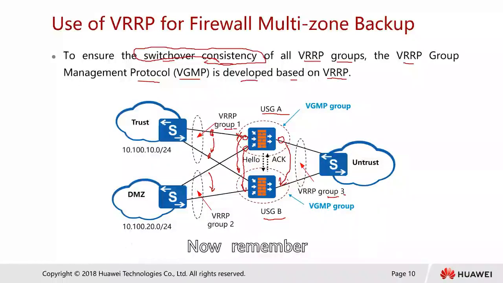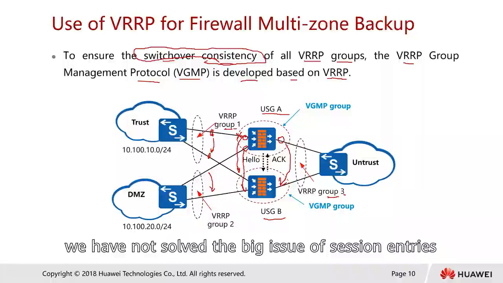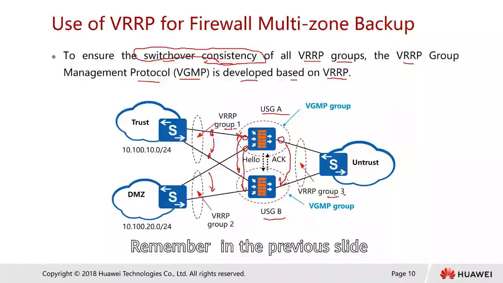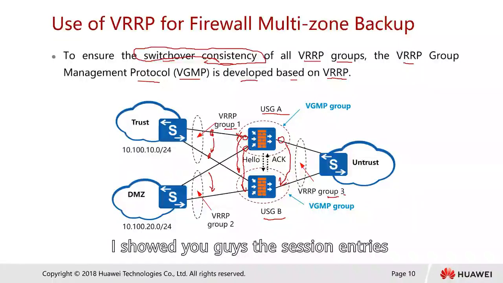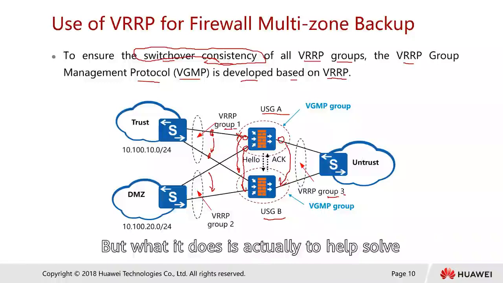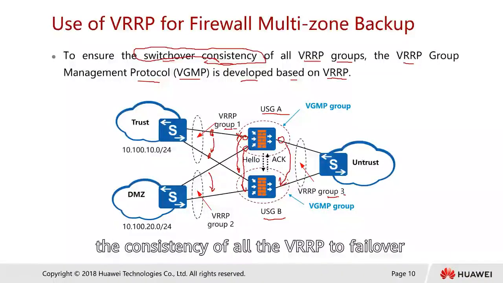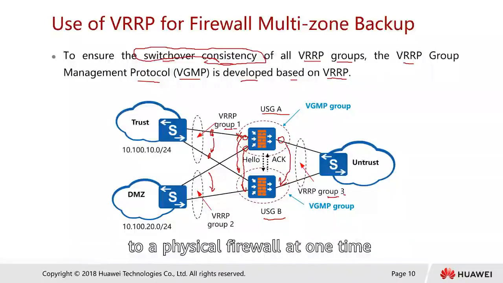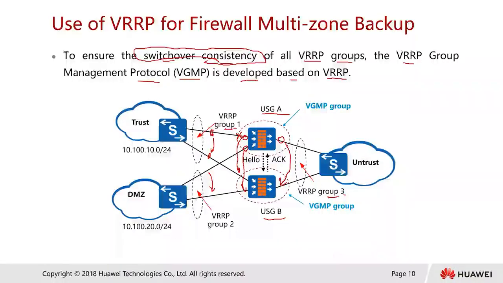Now remember, we have not solved the big issue of the session entries. Remember in the previous slide, I showed you the session entries. This protocol does not help to solve the session entry problem. But what it does is help to solve the consistency of all the VRRP groups to be failed over to a physical firewall at one time.